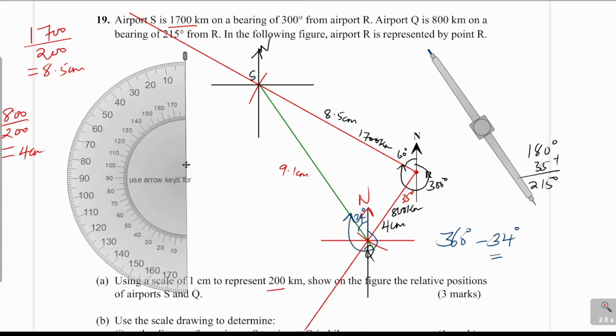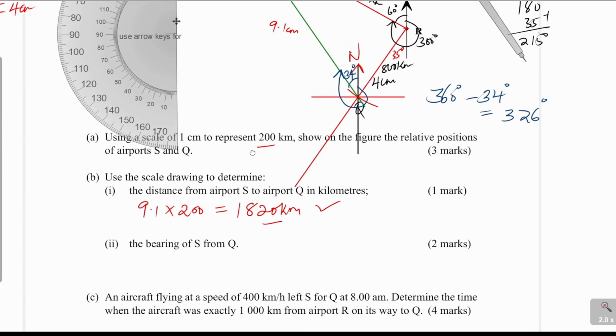So 360 subtract 34, and this will give 326 degrees. So that is the solution for that part. So the bearing of S from Q is 326 degrees. Now we're done with that, we go to part C.